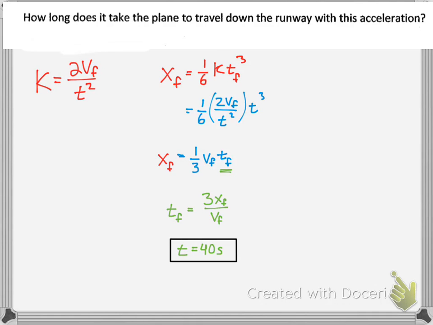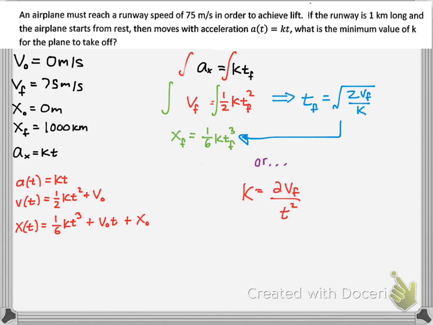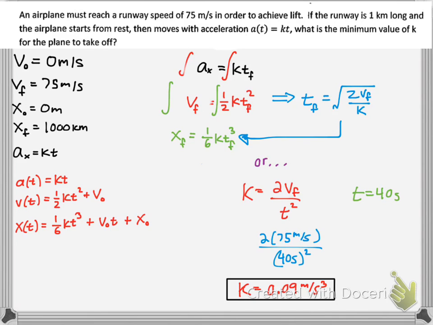Okay, now that we have 40 seconds, let's go back here and make life easy. We got 40 seconds. So we just plug in 2 times 75 meters per second over 40 seconds squared, and boom, you get 0.09.